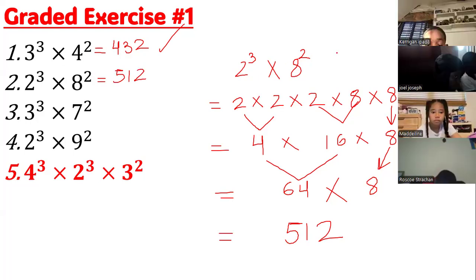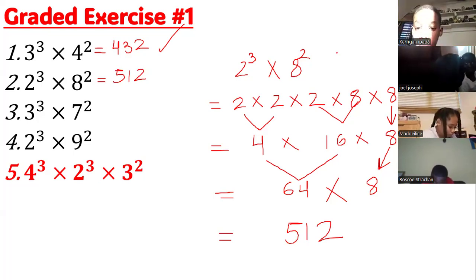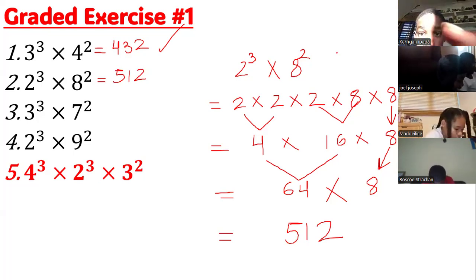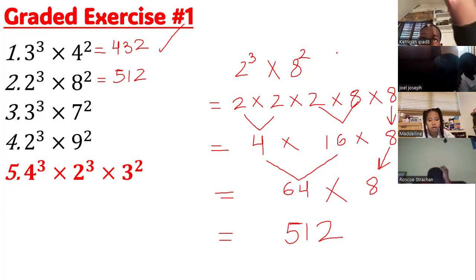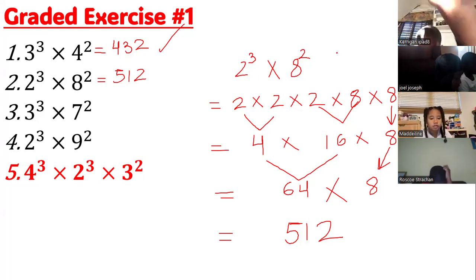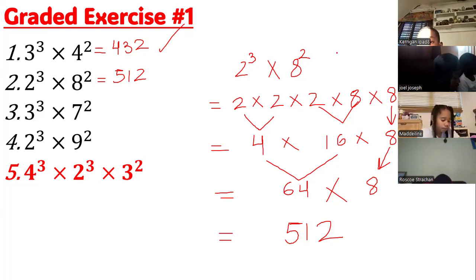Marlon, what did you get for number 2? I got 512. Kerrigan, what did you get for number 1 and 2? For number 1, I got 432, and for number 2, I got 512. Very good. Marlon, what did you get for number 1 and 2? For number 1, I got 432, and for number 2, I got 512. Very good.